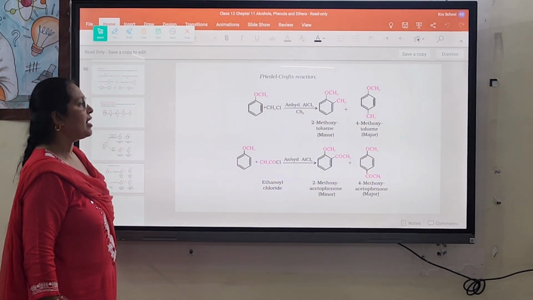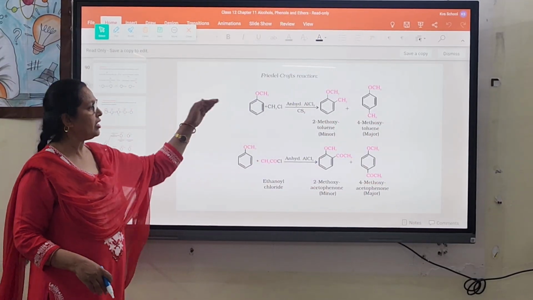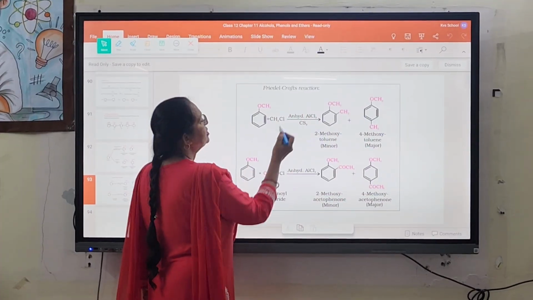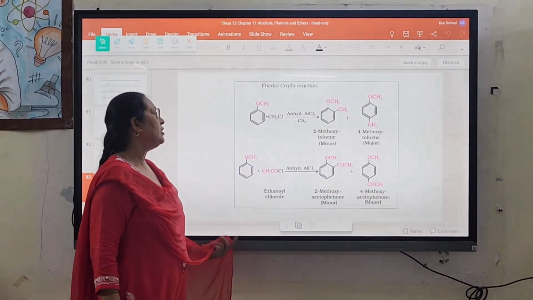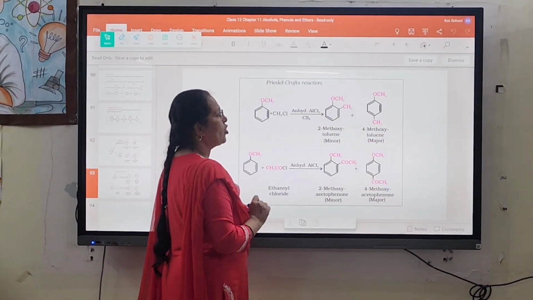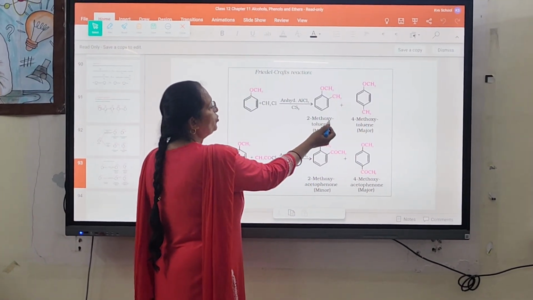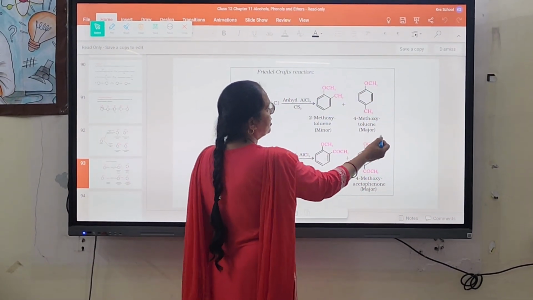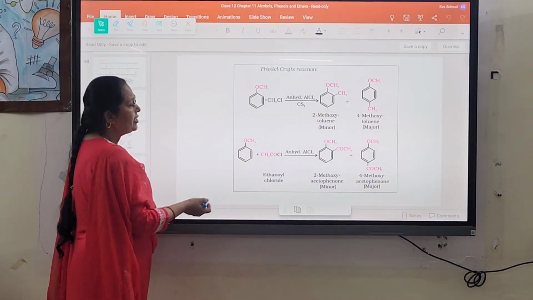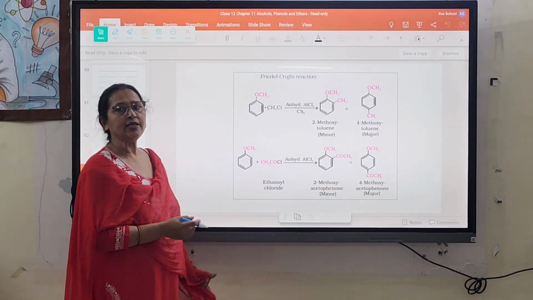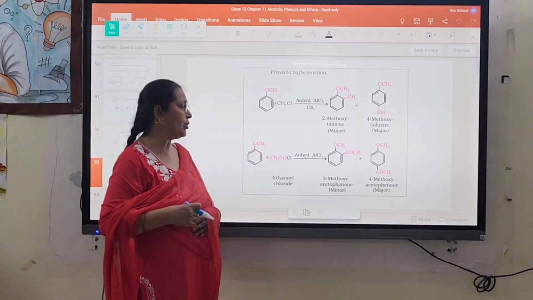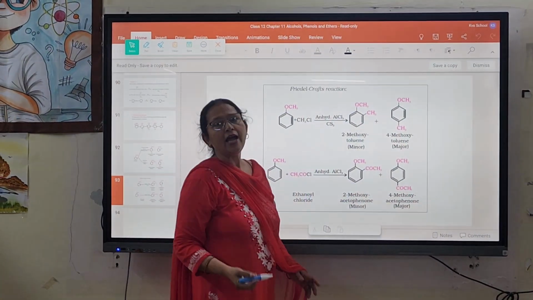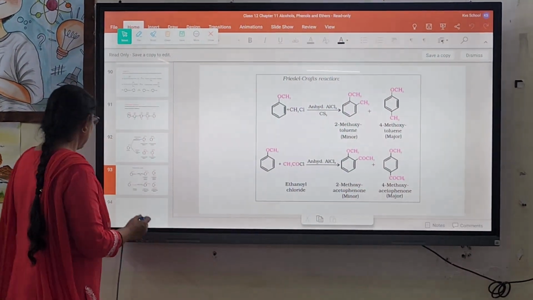Next is the Friedel-Crafts reaction. Friedel-Crafts alkylation takes place with the help of CH3Cl in the presence of anhydrous aluminium chloride. Carbon disulfide is also present, and it will give 2-methoxytoluene as a minor product and 4-methoxytoluene as a major product. Acylation of anisole takes place in the presence of anhydrous aluminium chloride, and it will give 2-methoxyacetophenone and 4-methoxyacetophenone as the major product.